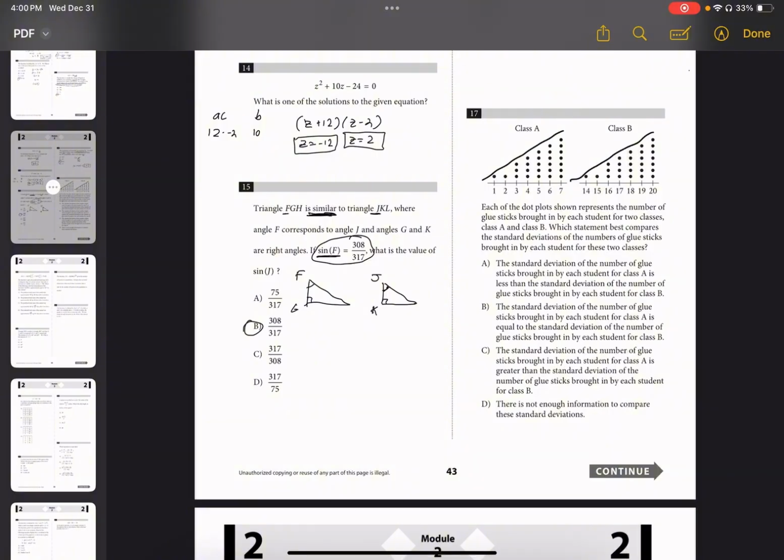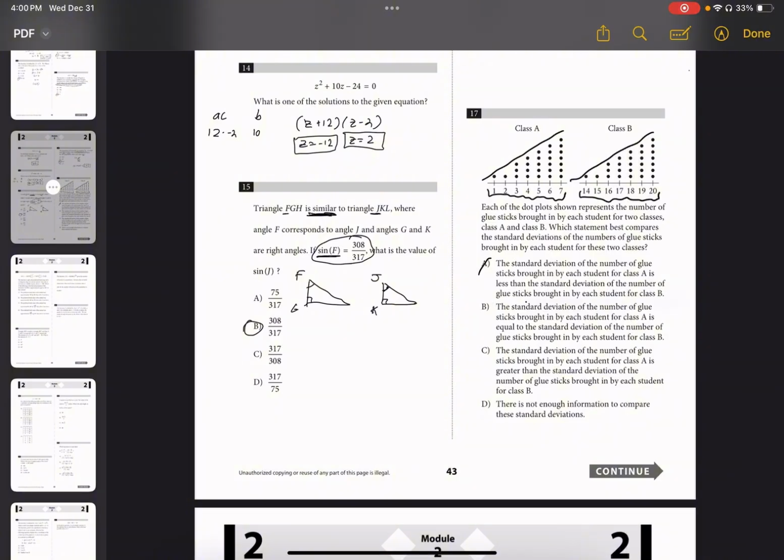They're spread evenly, so they're going to have the same standard deviation, even though the x values are different. The spread from the mean in each of the graphs are the same. So looking at our answer choices, the standard deviation of the number of glue sticks brought in by each student for Class A is less than, no, it's wrong. It's not less than the standard deviation for B.